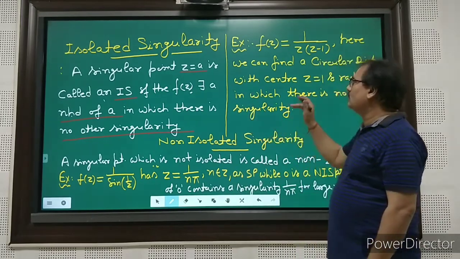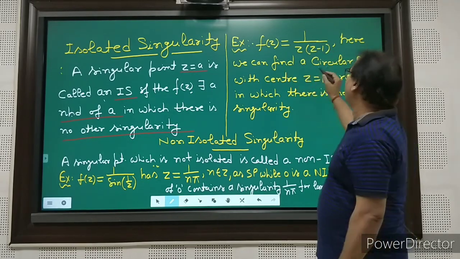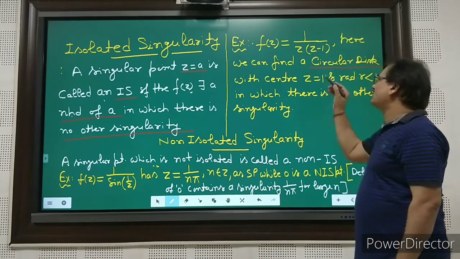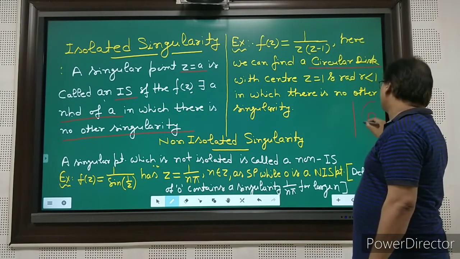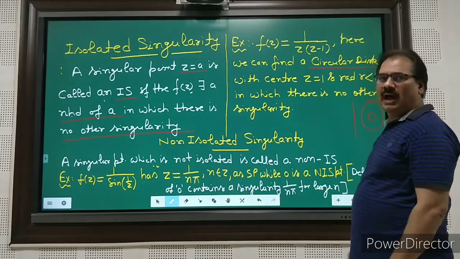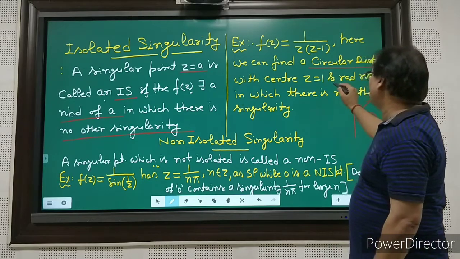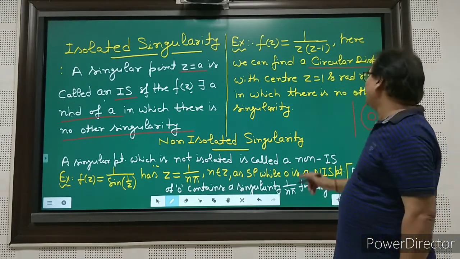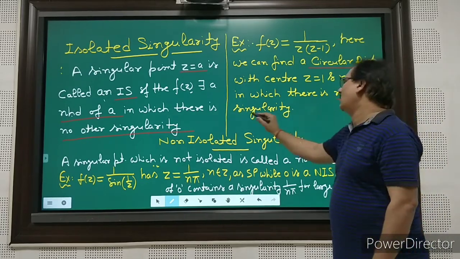For example, take 1 over z(z − 1). Here we can find a circular disc, the annular region we have already discussed, with center z = 1 and radius r less than 1, in which there are no other singularities.